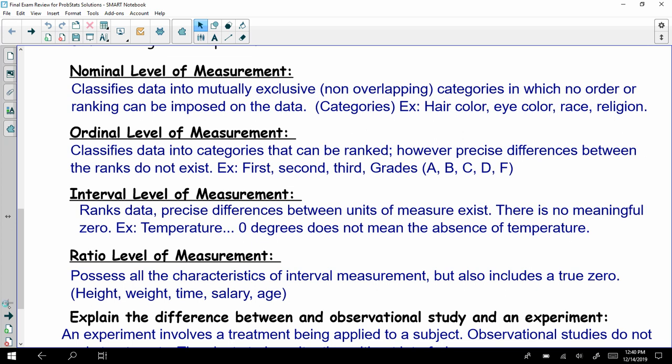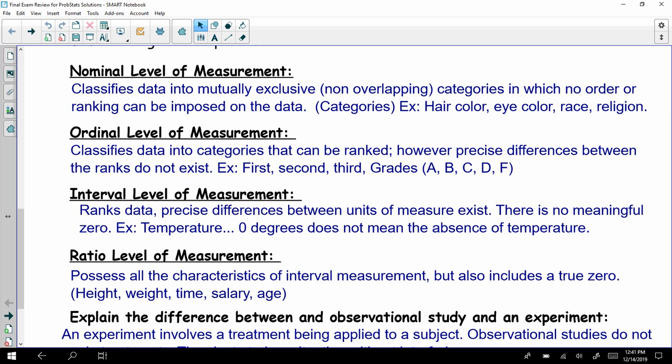Ratio is like interval, but there is a true zero. So if we're talking about height, weight, time, salary, age, for instance, how many pounds did Mrs. Pettit lose over winter break? That would be 0. It has a true zero. It's a meaningful zero. Okay?